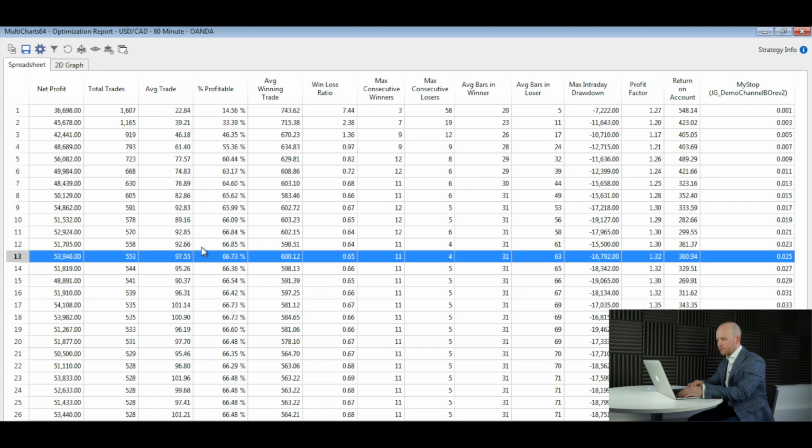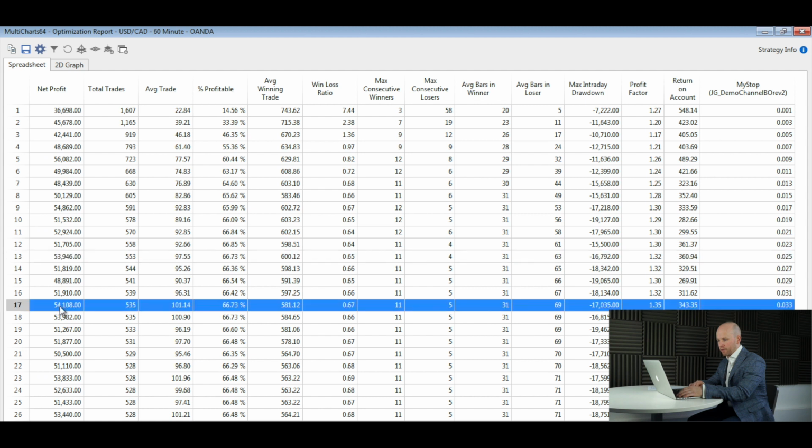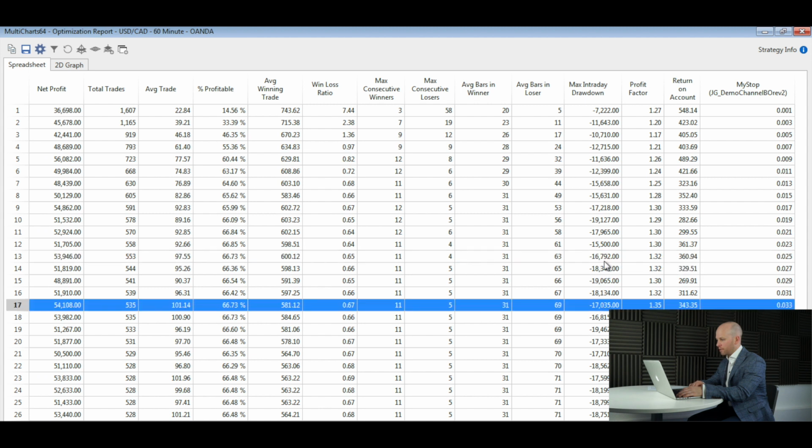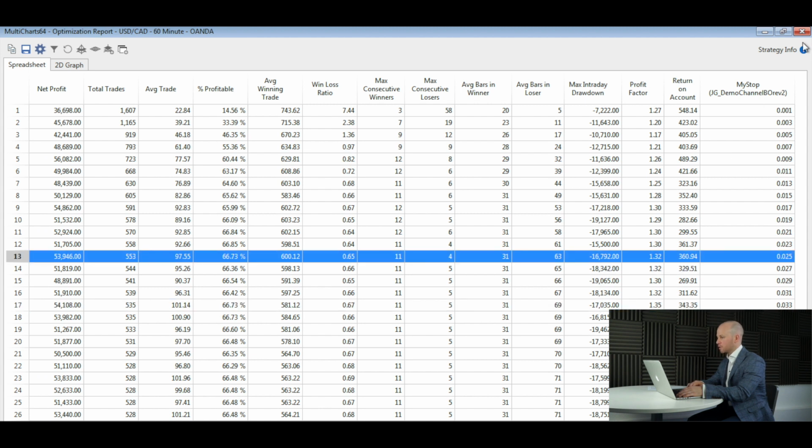At 250, we've got a 97 average trade, not a 101, and almost 54,000, where the best has just over 54,000. So whilst we're not sacrificing too much profit, we are keeping the stop a little bit narrower. We've actually got a little bit less intraday drawdown than the 330. So I think we're going to use the 250 pip fixed pip stop loss.